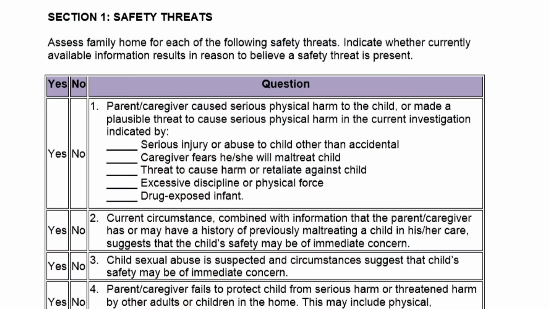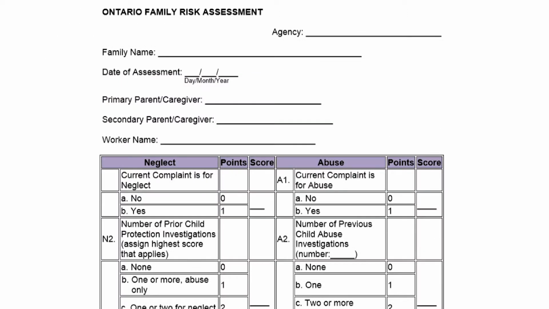So this is the safety assessment, the first part of it. Again, it's simply yes or no. There are no long drawn-out questions. And this is what it looks like. And this is what part of the risk assessment looks like. Like I said, there's a neglect side and an abuse side. Once you tally up the numbers, that's how I get my ratings for abuse or neglect. Does everybody understand that? Okay.